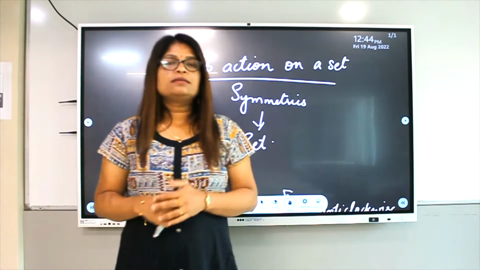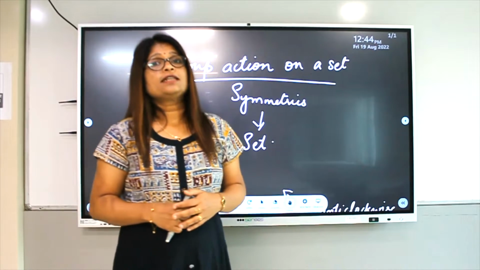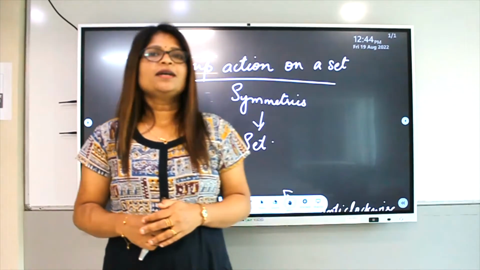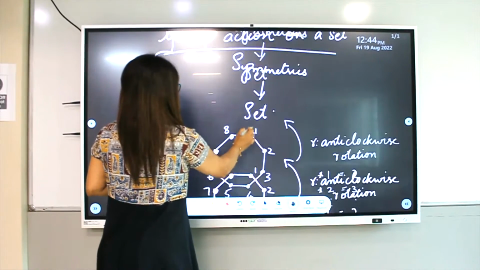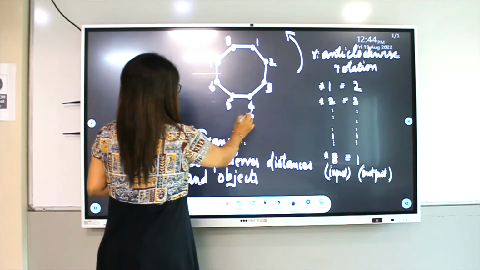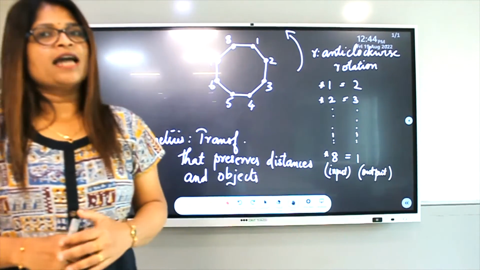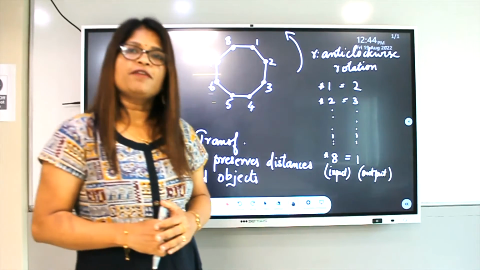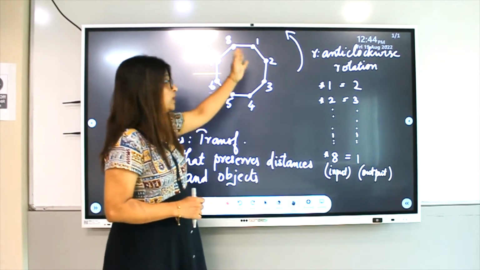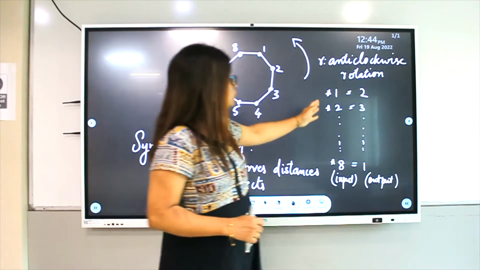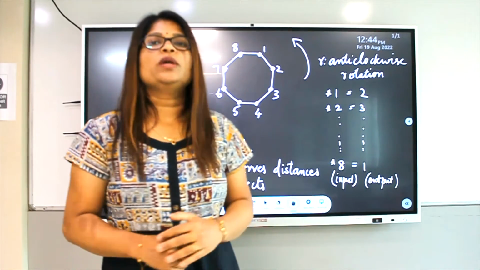So, to explain it more, let me consider another example, that is the regular octagon acting on the set of vertices. If we denote R as the anticlockwise rotation of 45 degrees, then R acting on the vertex 1 will give 2, R acting on 2 will give 3, etc. R on 8 will give 1.